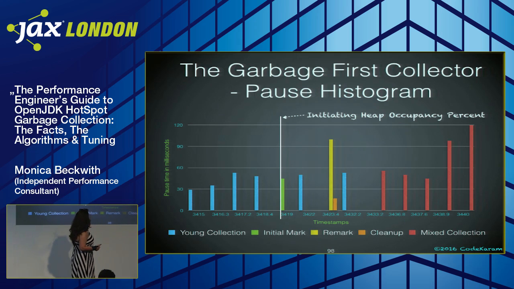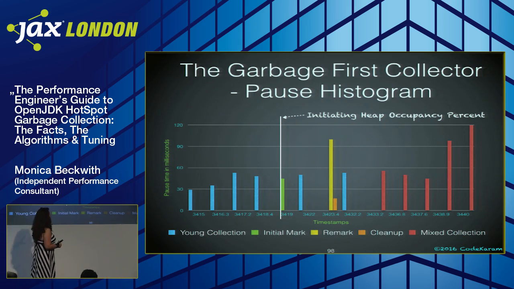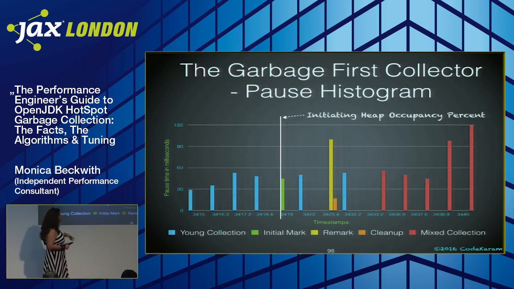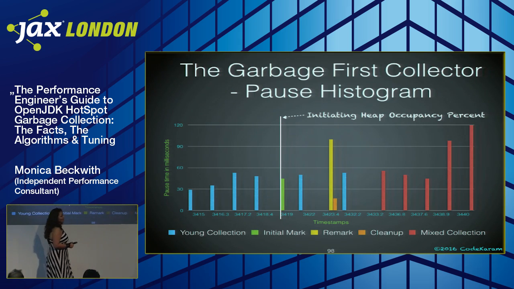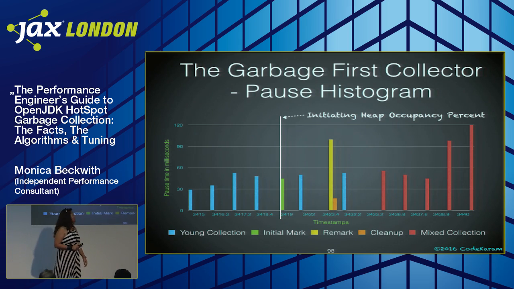So if I had plotted this with parallel GC, you wouldn't see anything like that. You would see young collections, and then 1 old collection, and then young collection again, and then 1, because it's monolithic. If I had plotted this with CMS, you wouldn't see any of those things till you see like a full GC or something, right? Because it's mark and sweep, there's no compaction.